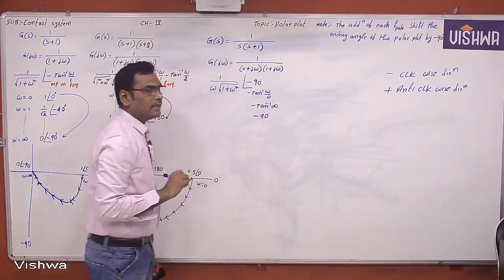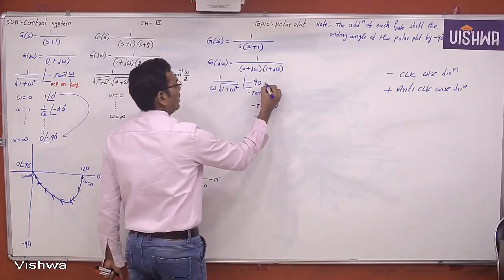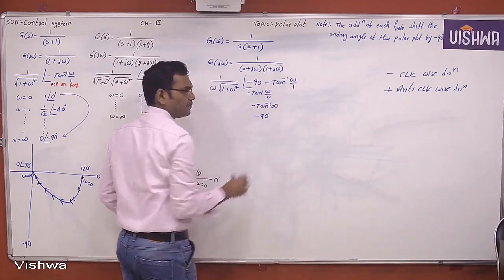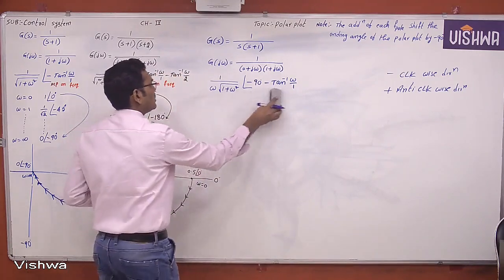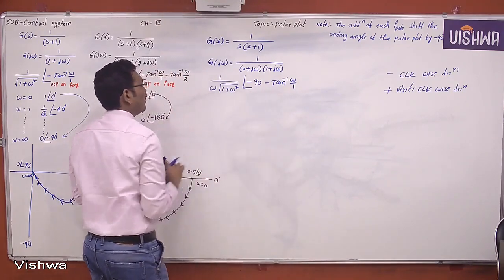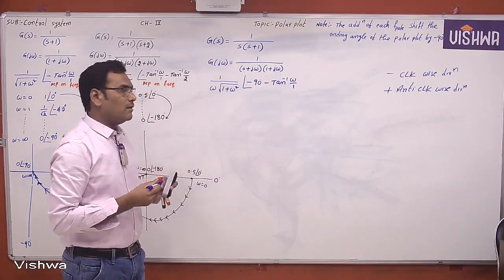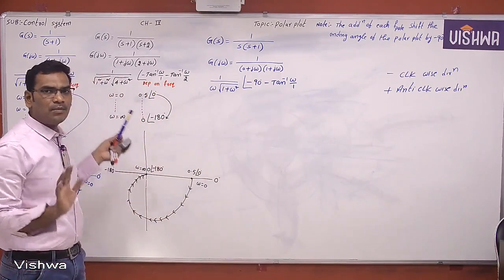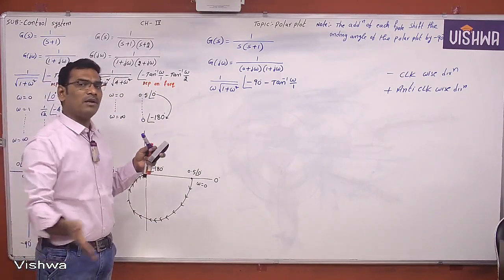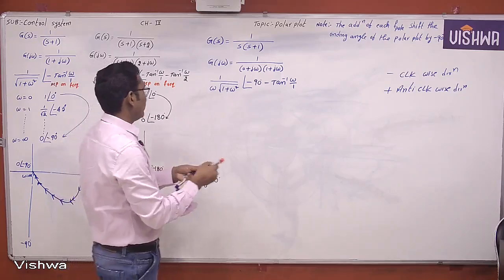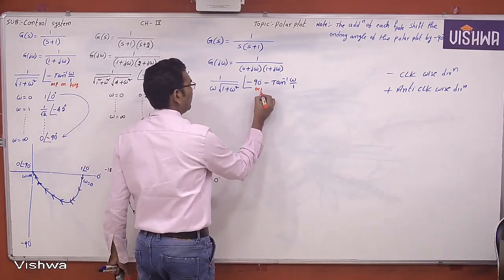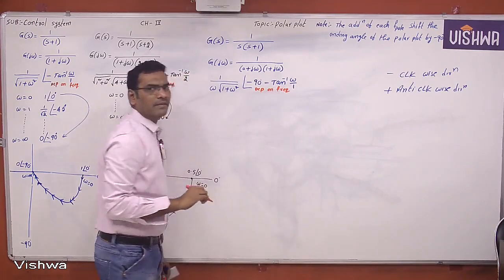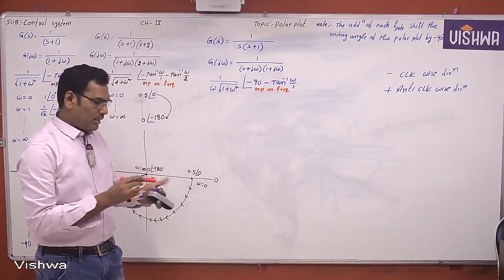That I can write directly. Minus 90 degrees, and minus, from the denominator, tan inverse omega by 1. So this is the phase angle, and immediately you can have one idea. Your phase angle depends on frequency. The polar plot is not a short path, the polar plot is a long path. So your phase angle depends upon frequency.